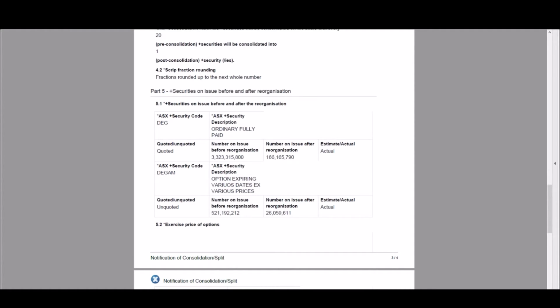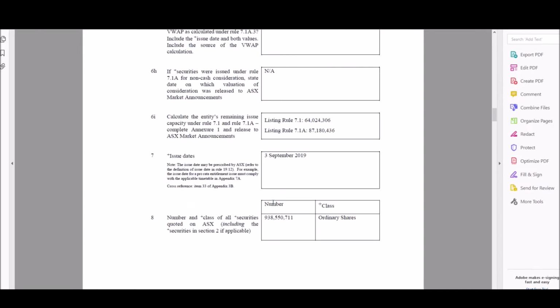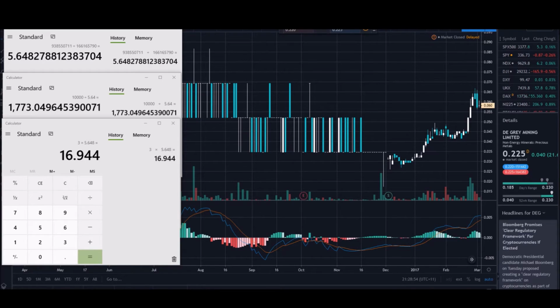Coming back to our example on DEG, or DeGray Mining, we can see that they ended up with 166 million shares at the end of December 2016. Today, in 2020, they have 938 million shares according to the latest 3B. What this means is if we invested $10,000 at 3 cents in December 2016, the value of our holdings would drop to $1,773 purely from the dilution. In order to break even, we'd have to be at 17 cents.